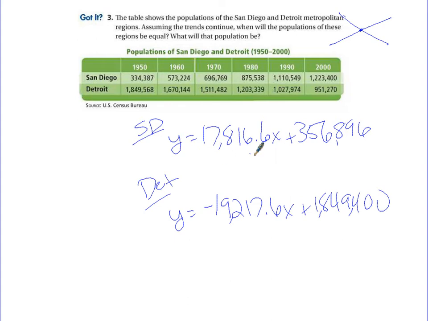What does this slope right here on the San Diego equation tell me about San Diego? So the population is growing by 17,816.6 people per year. What does this slope tell me about Detroit? The population is decreasing at a rate of, so they're losing 19,217.6 people per year.